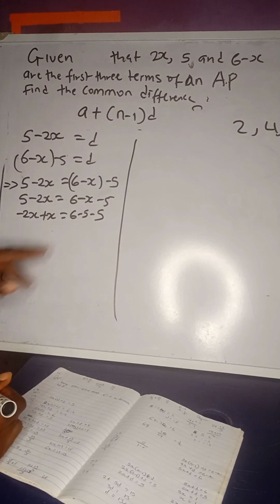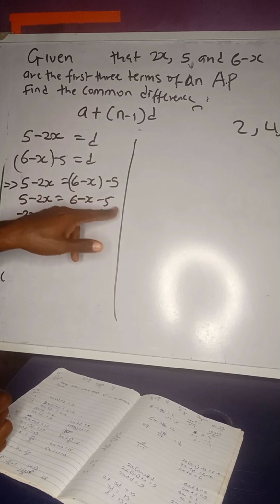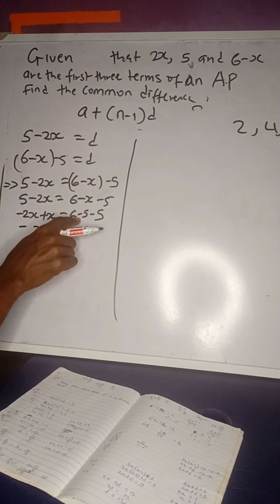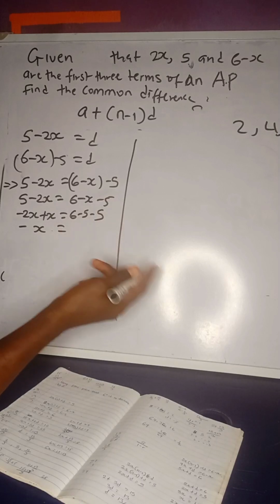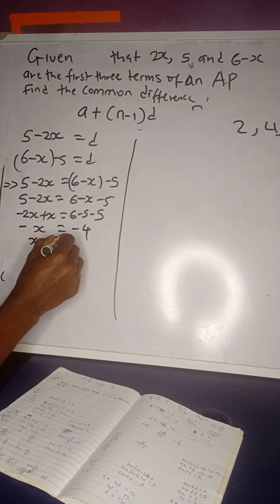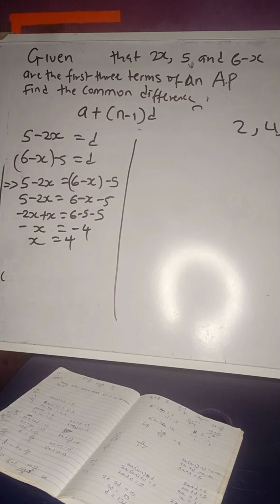I hope we are correct with what we are doing here. Yeah, if this goes to the other side, it will become minus, right? Okay, so let's continue. Here we have minus 2x plus x, which should give us minus x. And this should be minus 5, which is minus 10. So 6 minus 10 should give us minus 4. Therefore, x is equal to what? 4. So from here, we know that our x is 4.